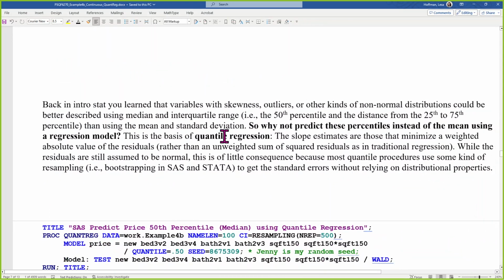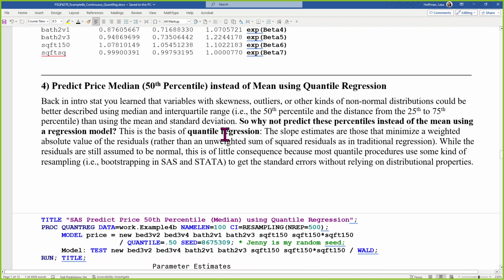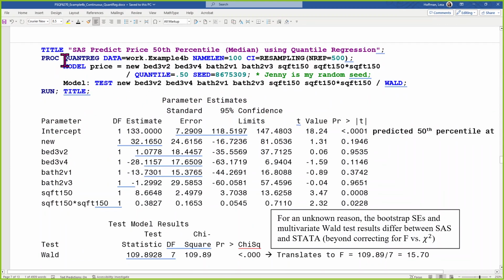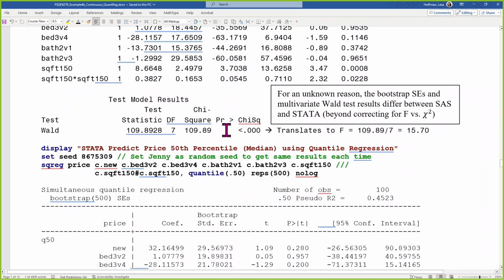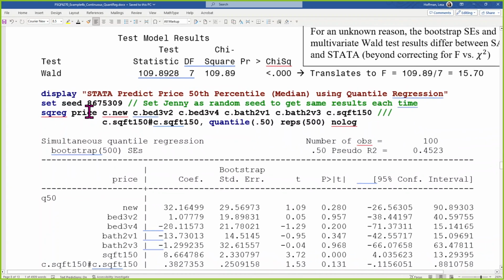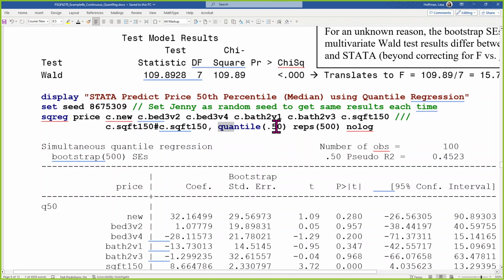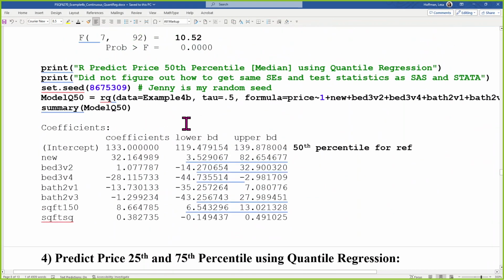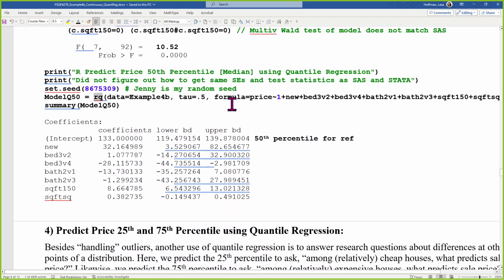Okay, then we get to the quantile stuff. Okay, so what if we predict the median instead? Here's what it looks like in PROC QUANTREG. Here's what it looks like in Stata, SQReg, where I'm asking for the 50th percentile. And here is what I could find in R, RQ, and this is all I got. Coefficients and then some kind of confidence interval. And I tried looking for how to get other stuff and couldn't figure it out.